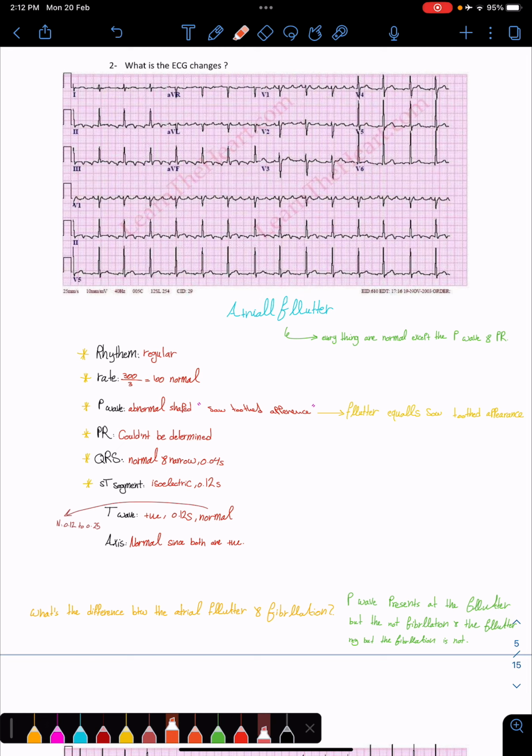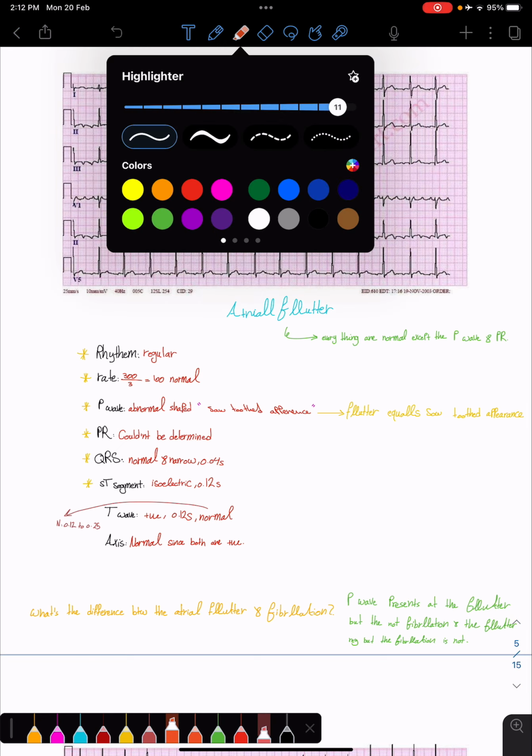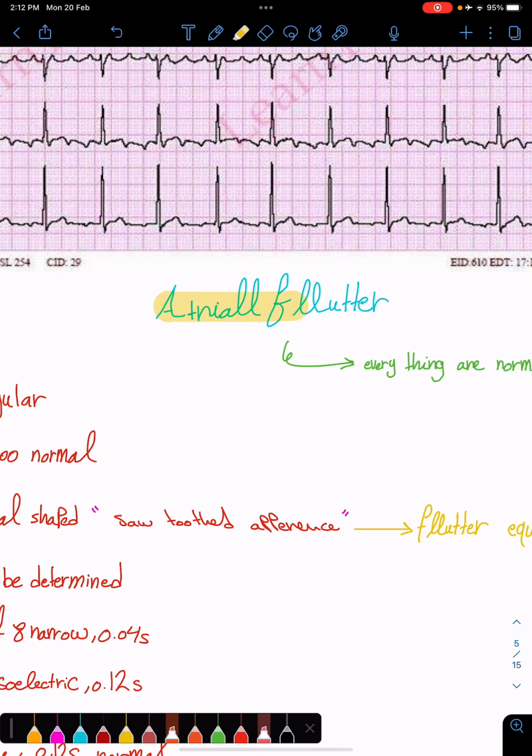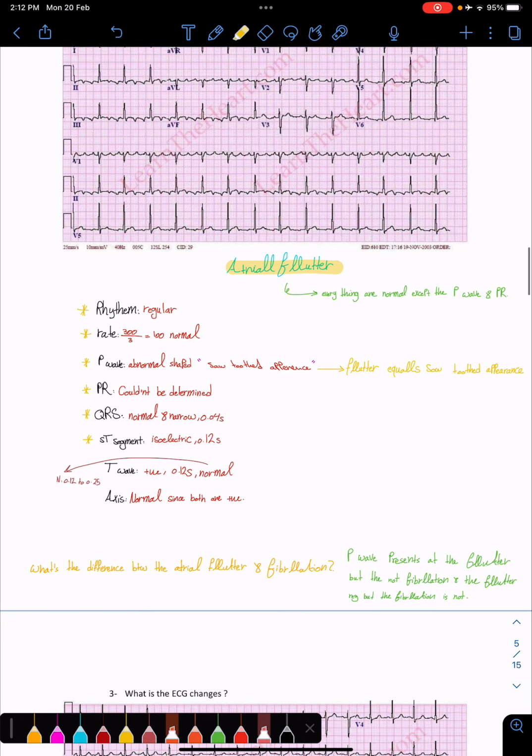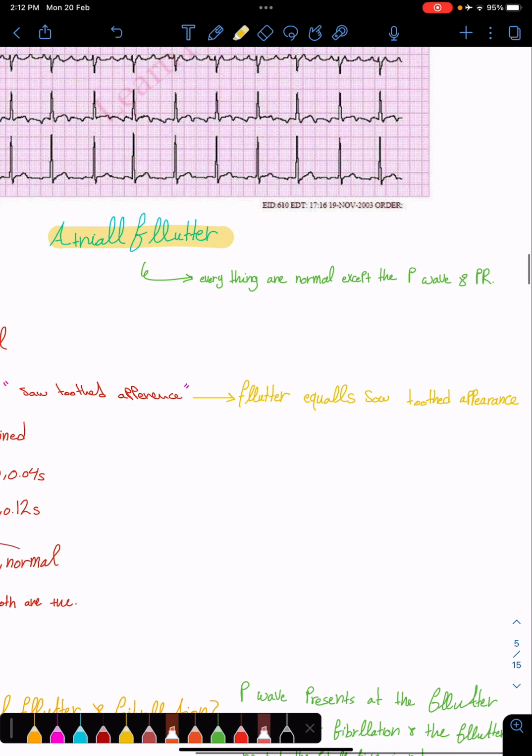Okay, I'm going to talk about the atrial flutter. In the previous video, I talked about atrial fibrillation. Right now, I'm going to talk about atrial flutter. Everything is normal except the P wave and PR. Because the problem is in the atrium, that makes sense.